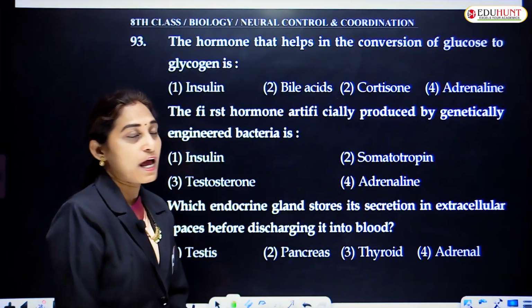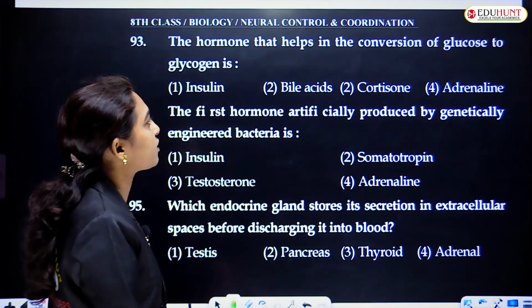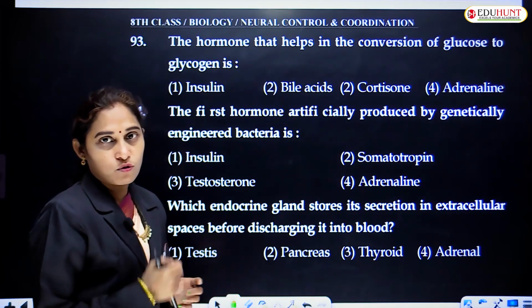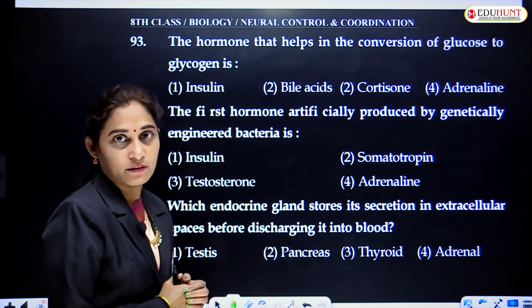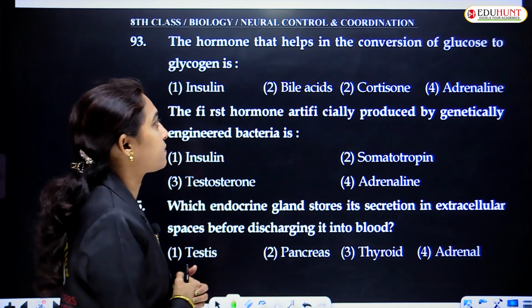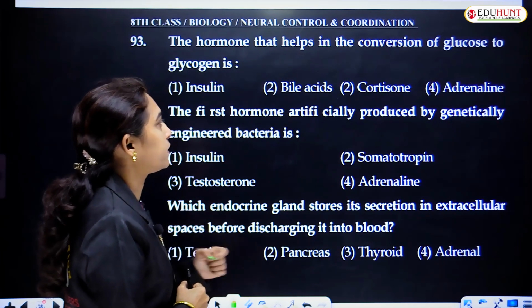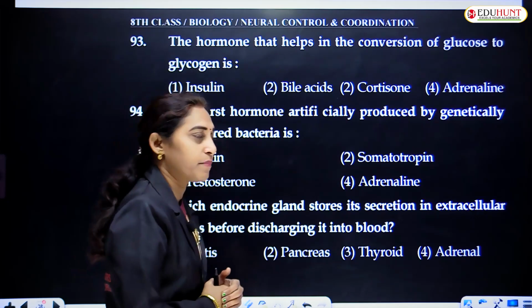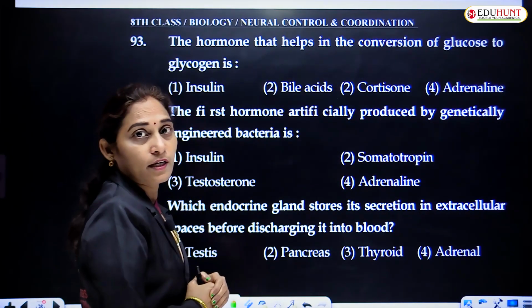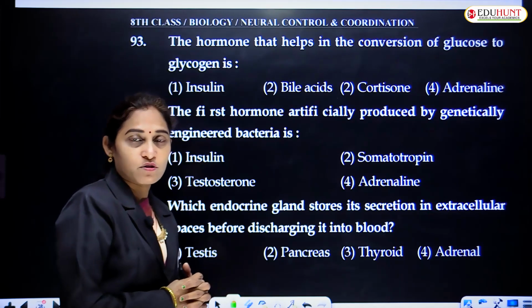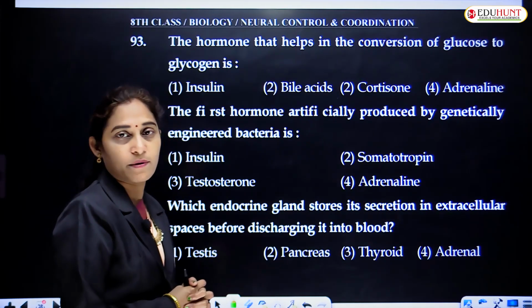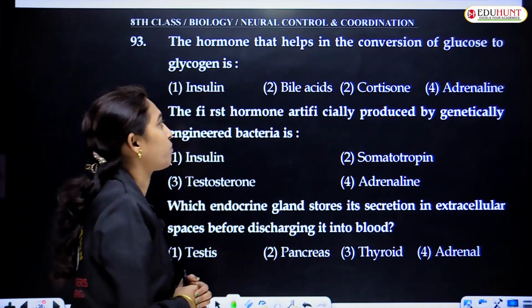The hormone that helps in the conversion of glucose to glycogen. Glucose to glycogen is the formation of glycogen, that is glycogenesis. Glycogenolysis or glycolysis is the breakdown of glucose, and glycogen breakdown is called glycogenolysis, lysis being the breakdown, done by the glucagon hormone.